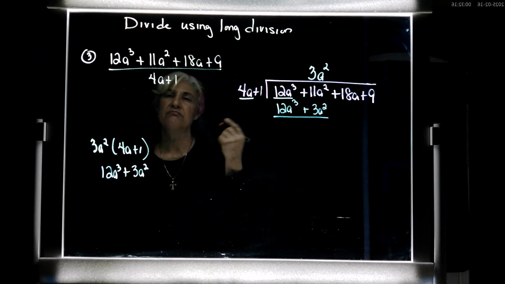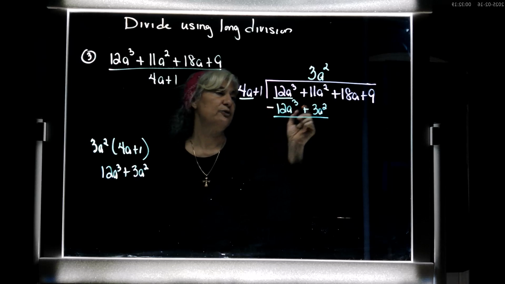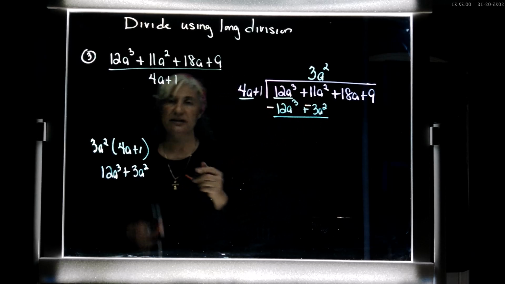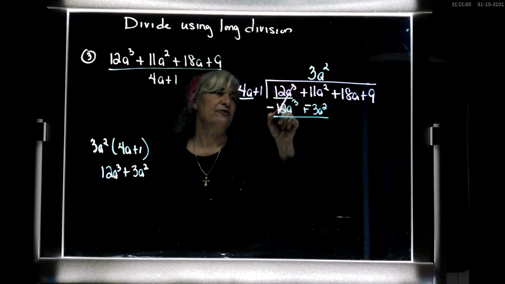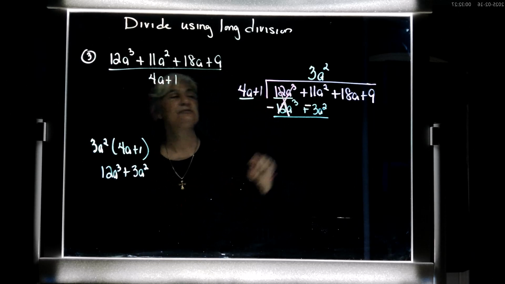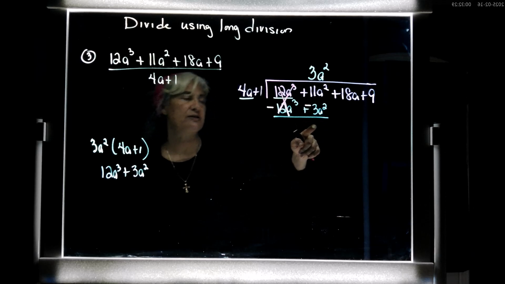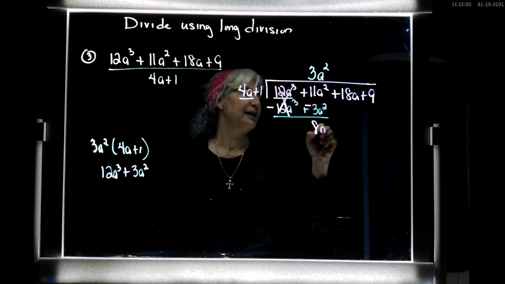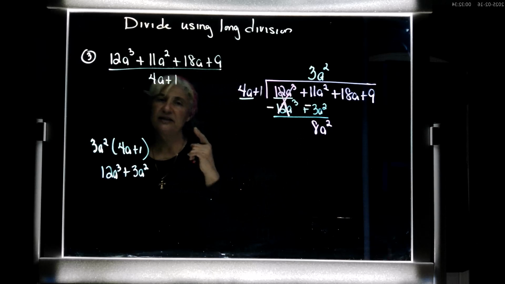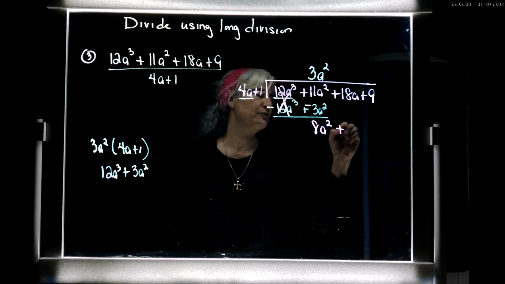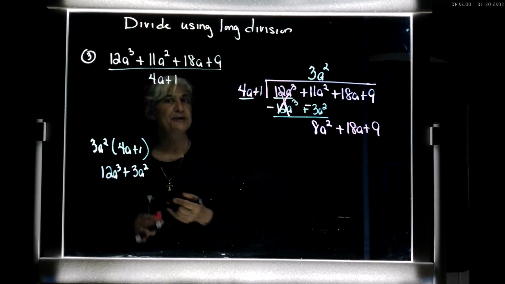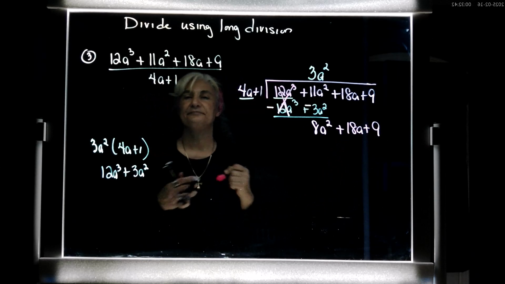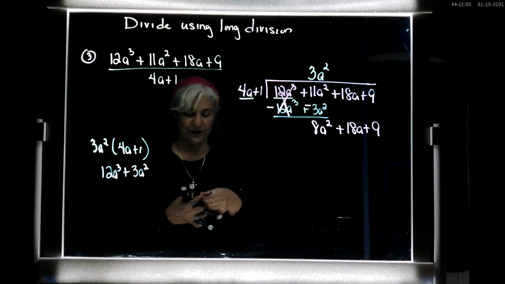How many times? Twice. So subtract the 12a cubed and subtract the 3a squared. Good. Now what? Yay, first term drops out. Woohoo! 11a squared minus 3a squared, 8a squared. And then bring down the rest of the terms. You never know. So far we've just been using them in order, but you never know. Now what? Start all over again.